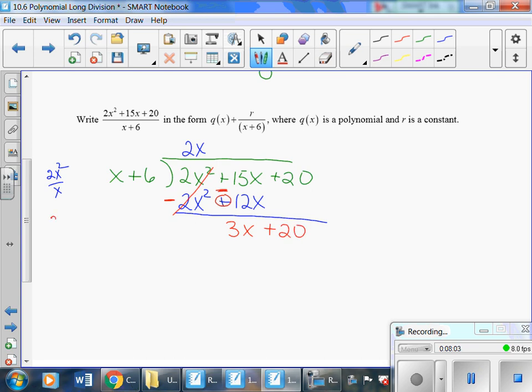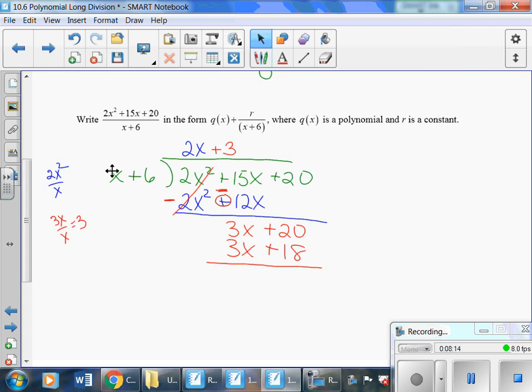So now again, I can do 3x divided by x, which is 3. So I add 3 and then multiply it through. I get 3x plus 18. Remember to subtract, minus, minus, and I'm left this time with a positive 2.